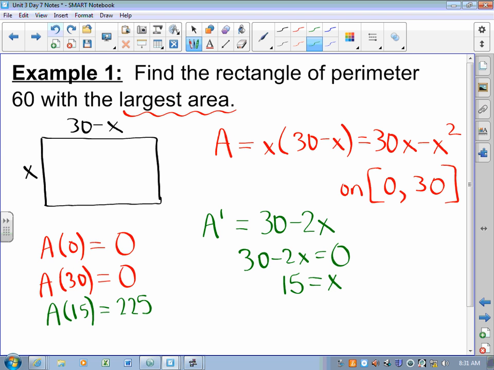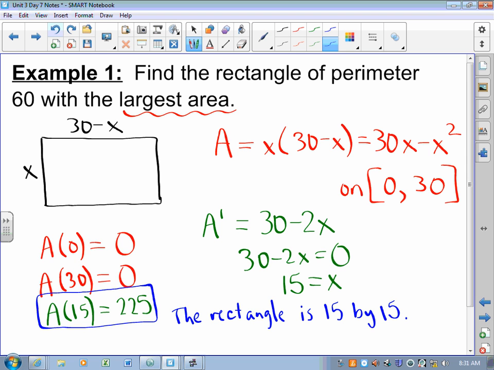So what do I know from calculus? I know if the area function is going to have a maximum value on a closed interval, it's going to happen at an endpoint or a critical point. I've checked my endpoints. I've checked my critical points. This is going to generate the largest area. And so what is the rectangle that generates the largest area? The rectangle is 15 by 15. Its maximum area is 225.